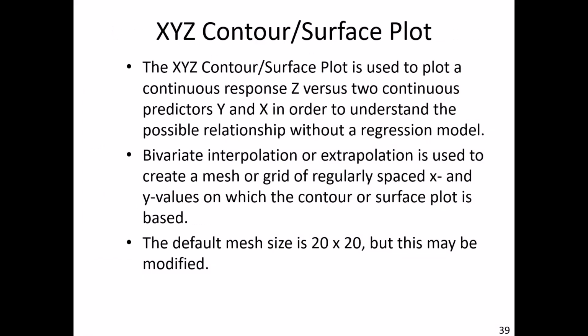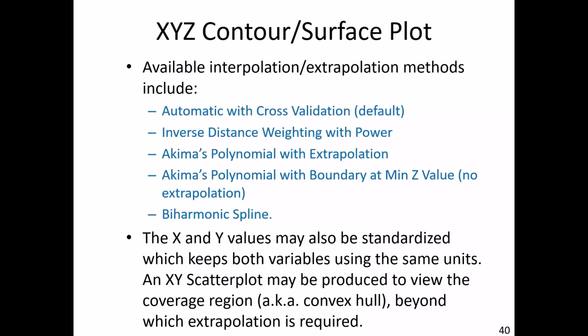XYZ contour surface plot. All right, this is a very nice tool. It's used to plot a continuous response Z versus 2 continuous predictors Y and X in order to understand the possible relationship without a regression model. All right, that's the key. It does interpolation and extrapolation to create a contour and a surface plot. It does that by creating a mesh or grid of regularly spaced X and Y values. The default mesh size is 20 by 20. So there are 400 points, but this may be modified.